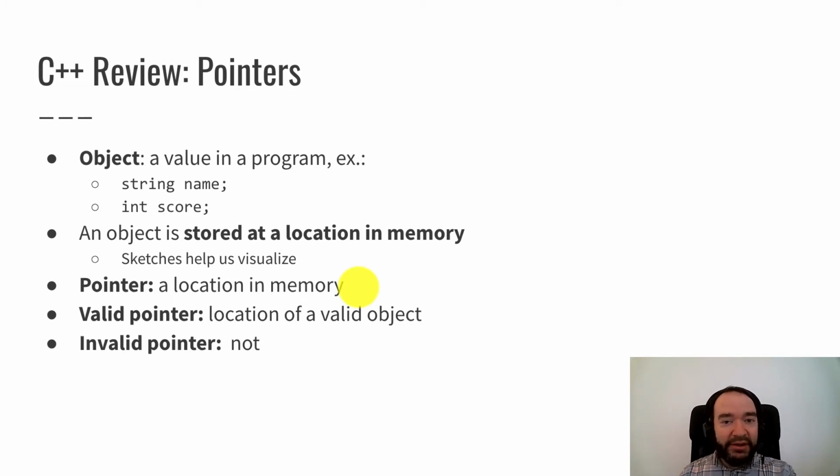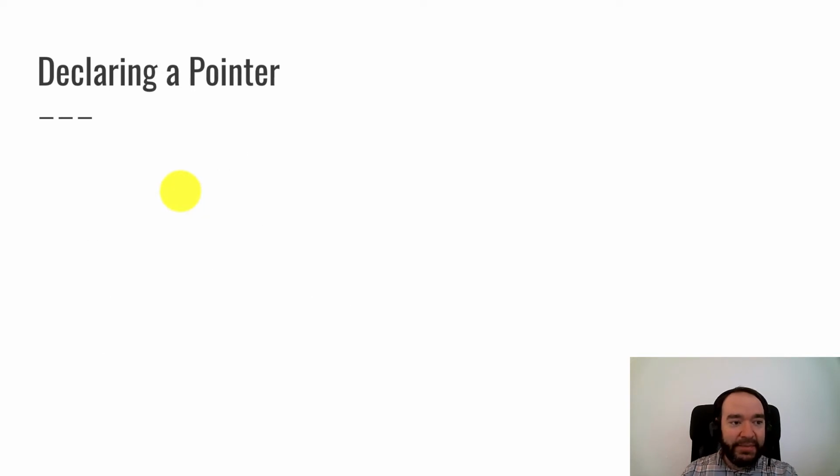And most memory locations are invalid pointers. I said a typical computer has a few billion memory locations, and a program has a handful of objects. So if I have 2 valid memory locations and billions of invalid locations, the vast majority of locations are invalid. Here's how we declare a pointer in C++.